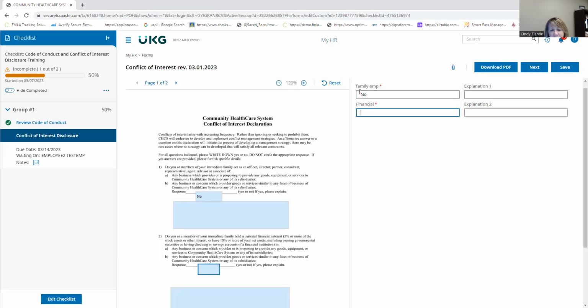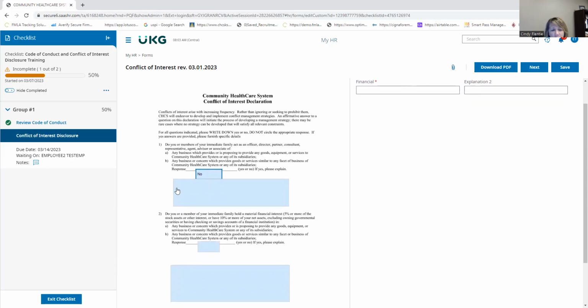And again, it is just to disclose it. It doesn't necessarily mean it's going to be an issue, but we just need to know what those relationships are. So I don't have that either. So I'm going to go ahead and keep no for that first question, 1A and 1B.